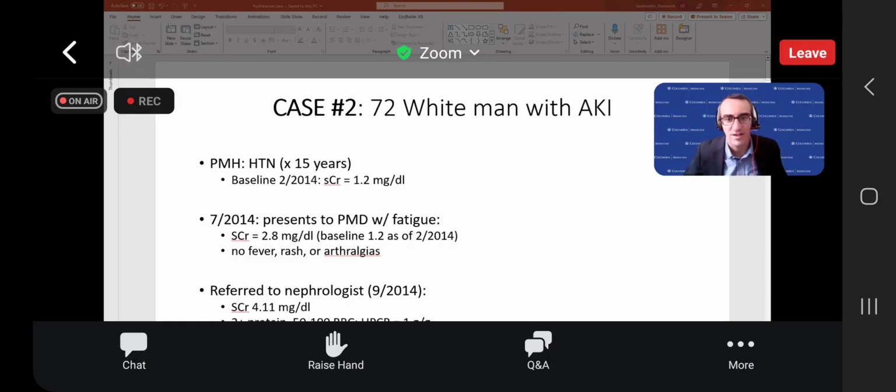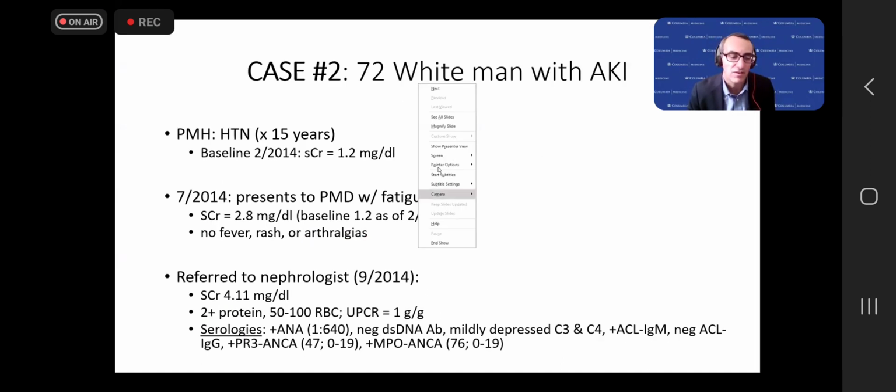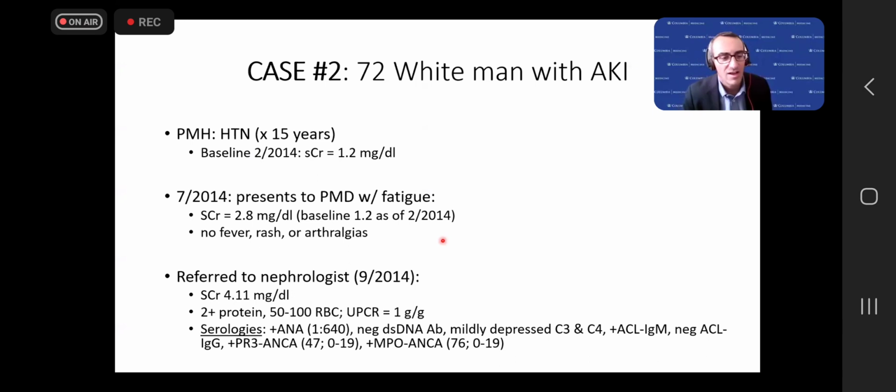Okay, thanks so much, Pietro and Satoru. So Dr. Centriello and I are going to do the second case. This is a 72-year-old man who presents with acute kidney injury. He has a baseline creatinine of 1.2. This case occurred in 2014.